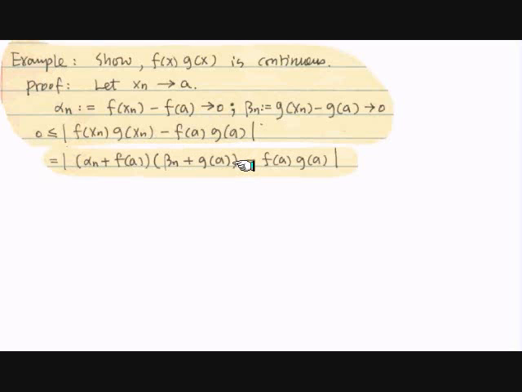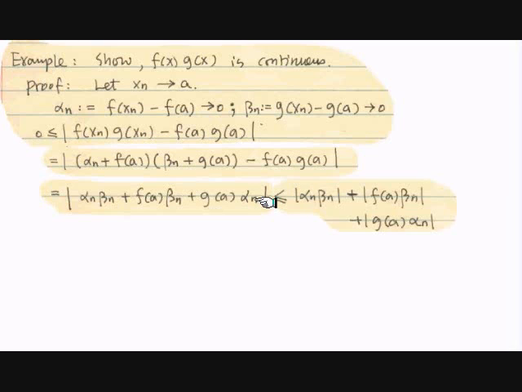Then we're going to expand this. So if you expand it, then we have alpha n times beta n that showed up here. Then fa times beta n, that showed up here. And alpha n times g of a, that showed up here. And there are 4 terms, so fa and g of a showed up there, but that cancels with this fa ga. So that's why we have these 3 terms.